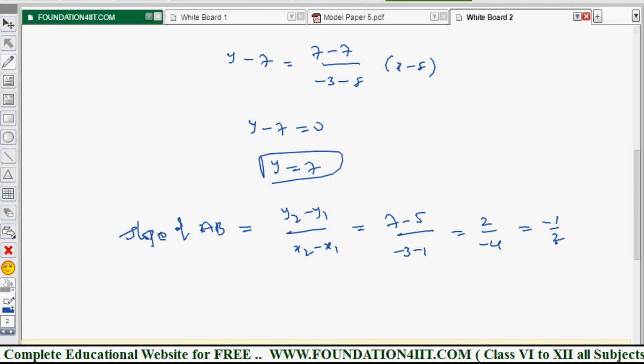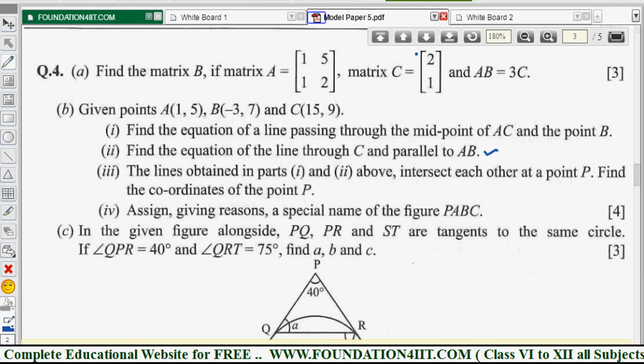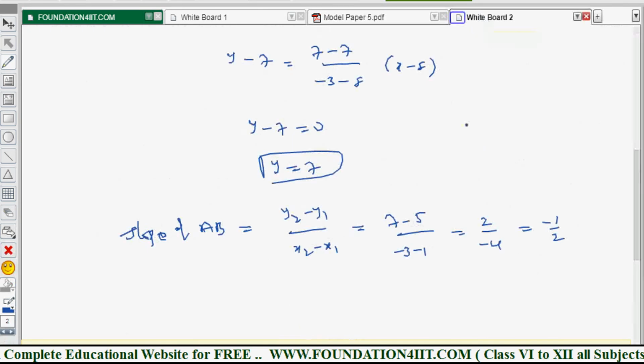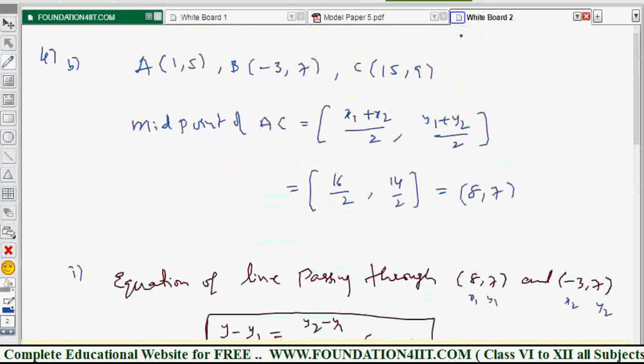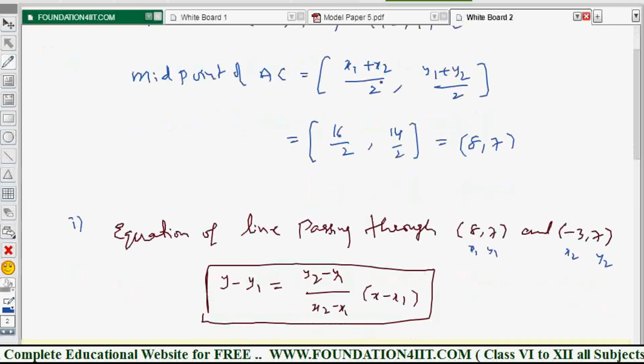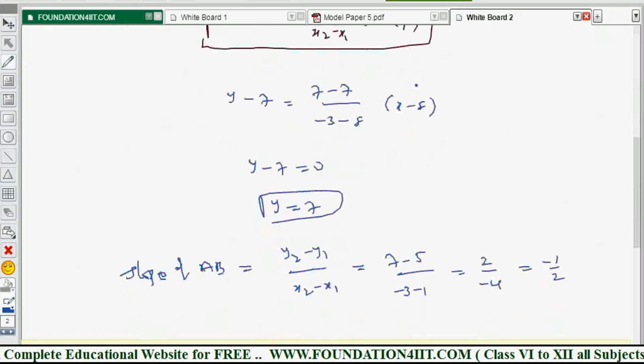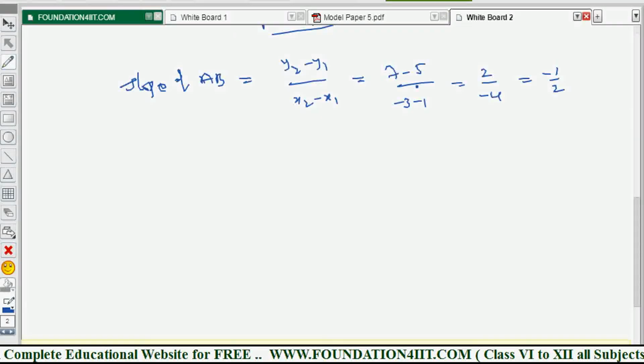Now you have to find the equation of the line passing through C. So let's take this C. C is (15, 9), right? So (15, 9) and parallel to AB. Parallel means the same slope will apply, that is minus 1 by 2.